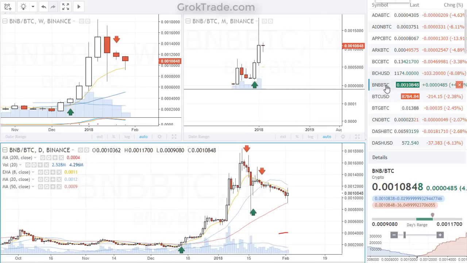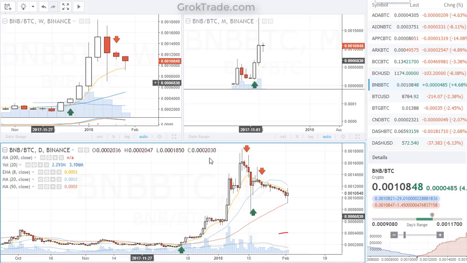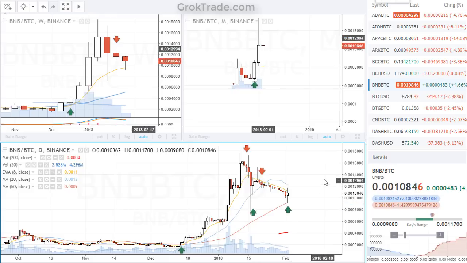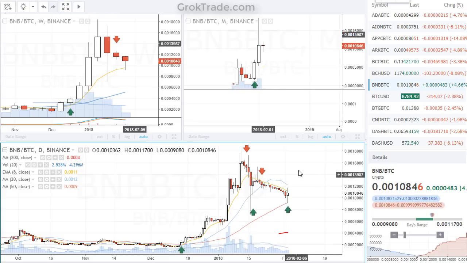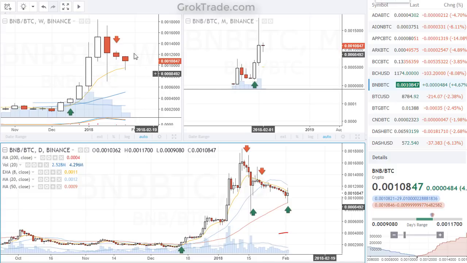And if I look here at the BNB BTC, BNB, we're down. But to me, it looks like this is a bottom. We should start heading higher. I'm looking for confirmation though to the upside. We are dropping on the weekly.